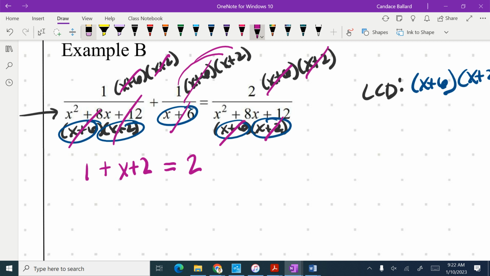Okay, so we're going to combine some like terms. What's 1 plus 2? 3. How do I move that 3 to the other side? Subtract. So 2 minus 3 is?